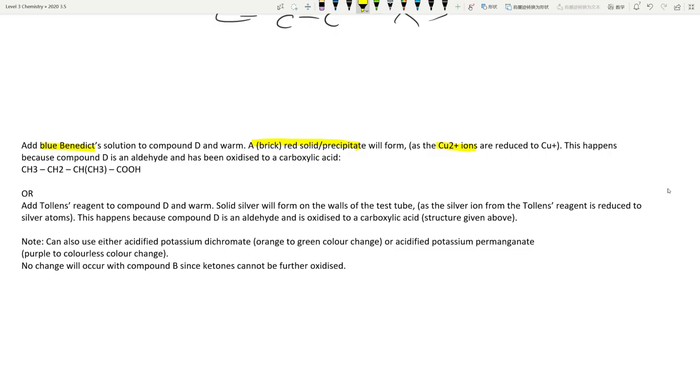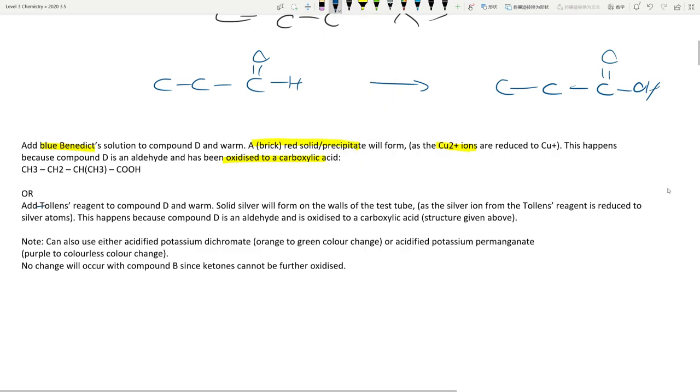So you can use Fehling's solutions, they all do the same trick. It's an oxidation reaction, they do the same reaction. You just have this one, which is the aldehyde, oxidized to this one. Yeah, so that's how you know. Or you can use Tollens reagent. Tollens reagent works as well, like I mentioned.